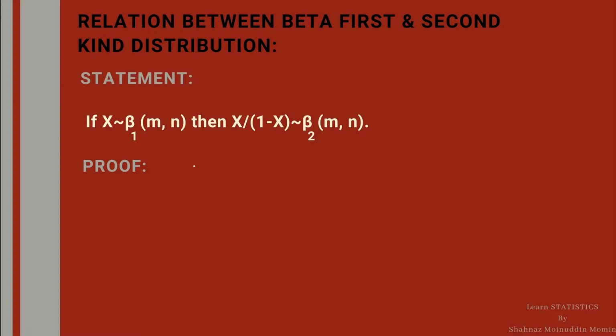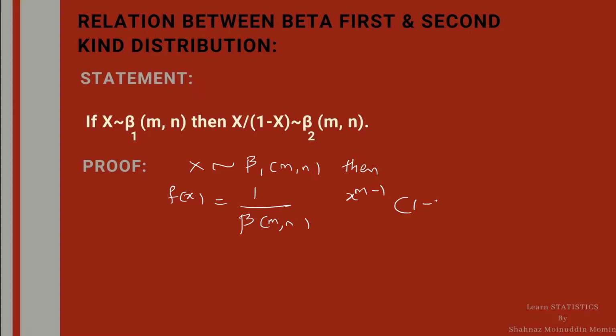We know that since x follows beta 1 with parameters m, n, then the PDF of x is f of x equal to 1 upon beta m n, x raised to m minus 1, into 1 minus x raised to n minus 1, for 0 less than or equal to x less than or equal to 1. This is the probability density function of beta first kind distribution.